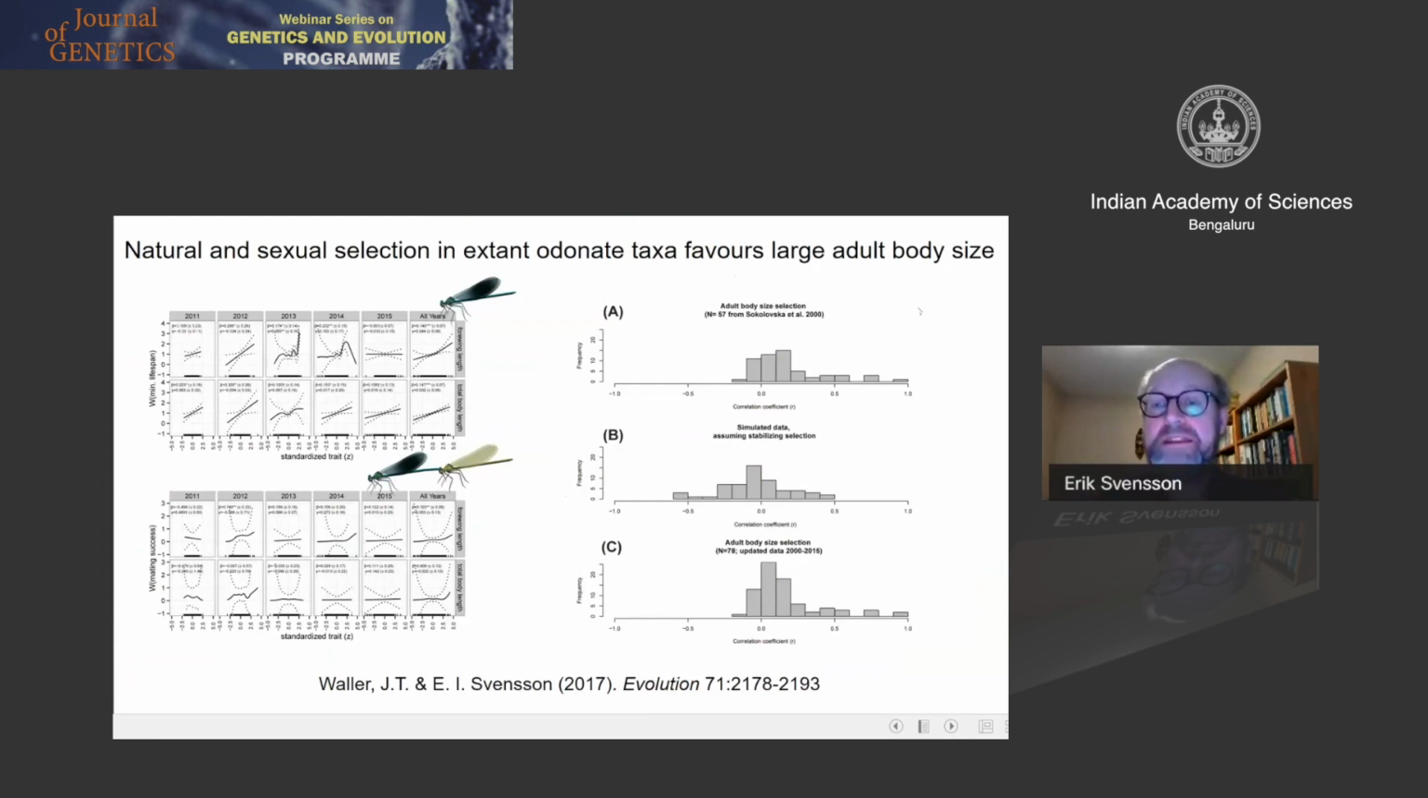For most fitness components, there is no evidence of strong negative selection in the adult stage in any population so far, and in very few populations. So overall, bigger is better for these insects, at least during the adult stage.